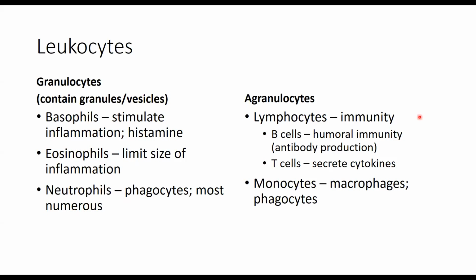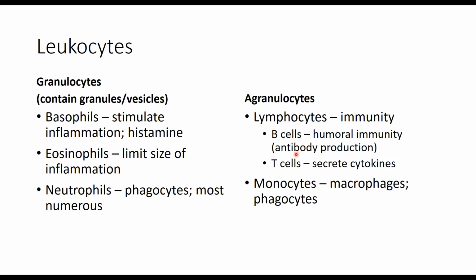Moving over to our agranulocytes, we have lymphocytes and monocytes. Lymphocytes are a type of cell that play a really important role in immunity. There are two different types of lymphocytes: B cells and T cells. B cells play a really important role in humoral immunity. Another way of thinking about that is adaptive immunity. B cells are important because they produce all of our antibodies.